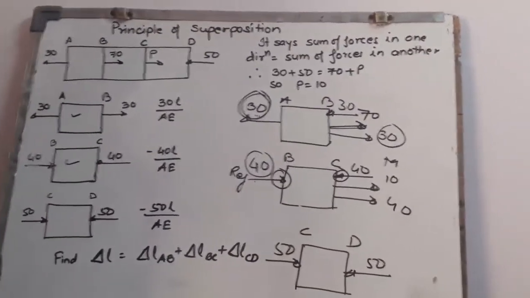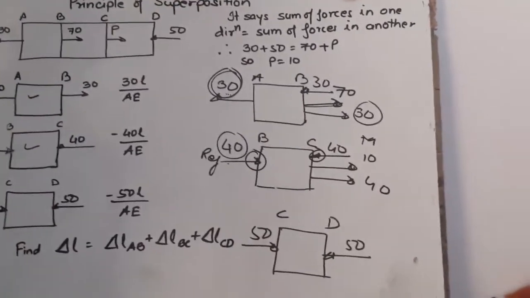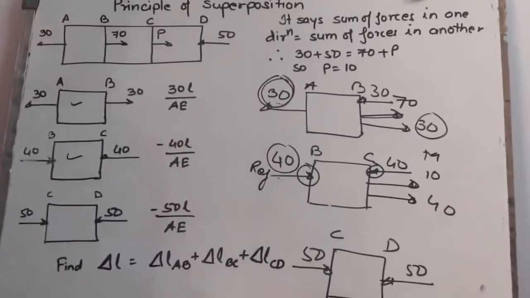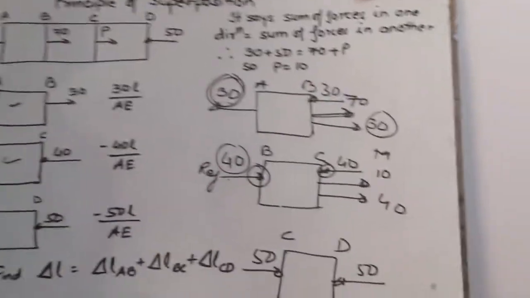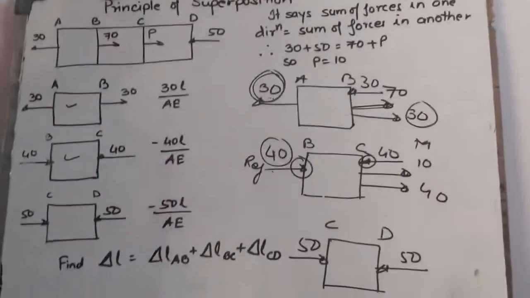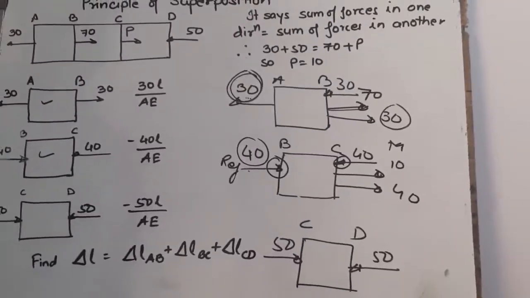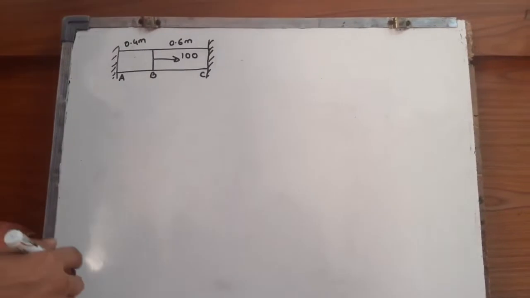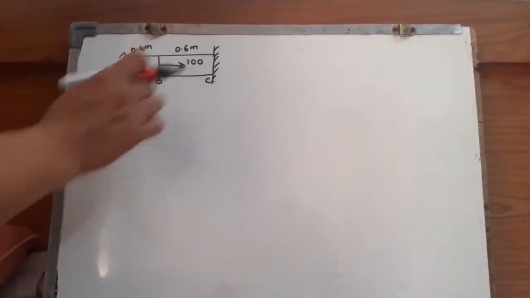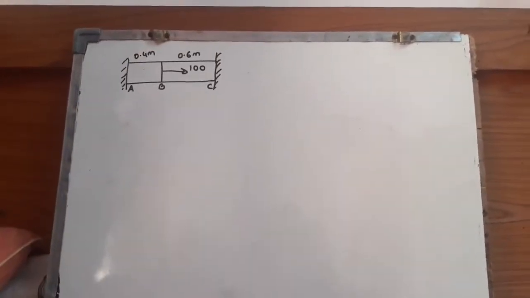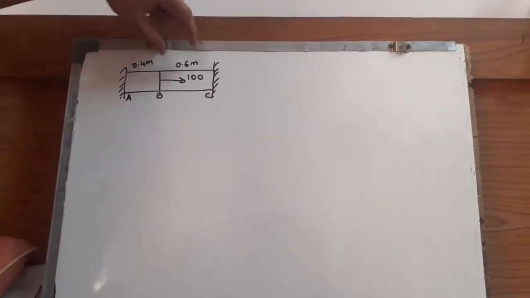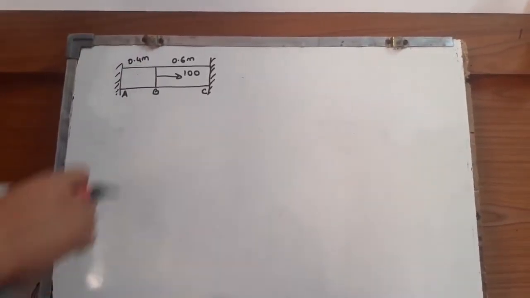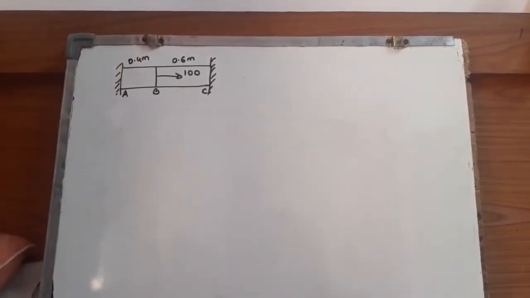The purpose of this entire principle of superposition is to determine the equivalent forces that are acting on each section, which in the previous cases was constant for all the three sections. Now let us take another problem of principle of superposition. You can see this is a member of length 1 meters, 0.4 meters here and 0.6 meters here, and it is acted upon by a load of 100 kilonewton. The load is acting in this manner.